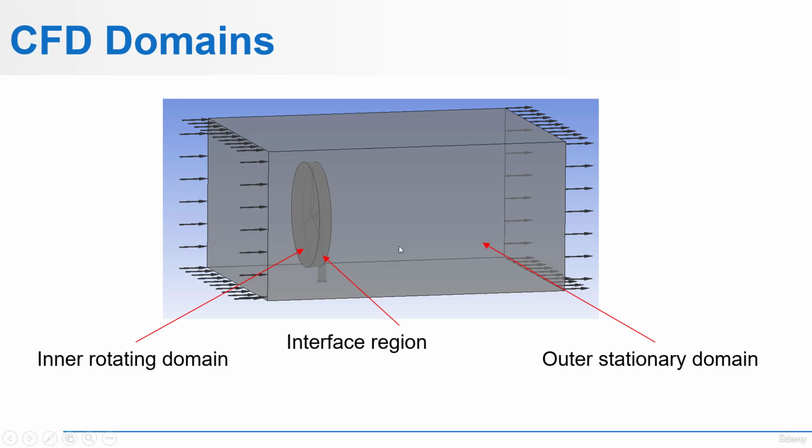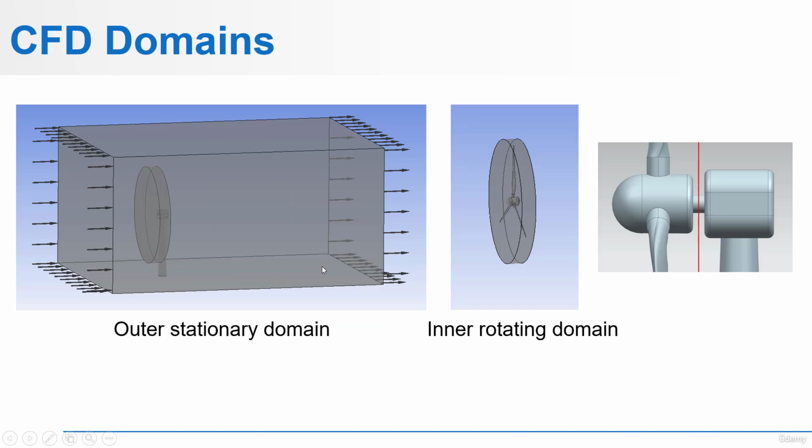Coming to CFD domains, for modeling this wind turbine in CFD, we have to create two domains. One is this outer stationary domain, and another one is the inner rotating domain. So this inner cylinder is the rotating part and the outer cuboid is the stationary part, and it has an interface region which is common to the outer stationary domain as well as the inner rotating domain. So we have to specify this interface region to simulate this wind turbine. Here you can see the outer stationary domain without the inner blades and the inner rotating domain with the blades.